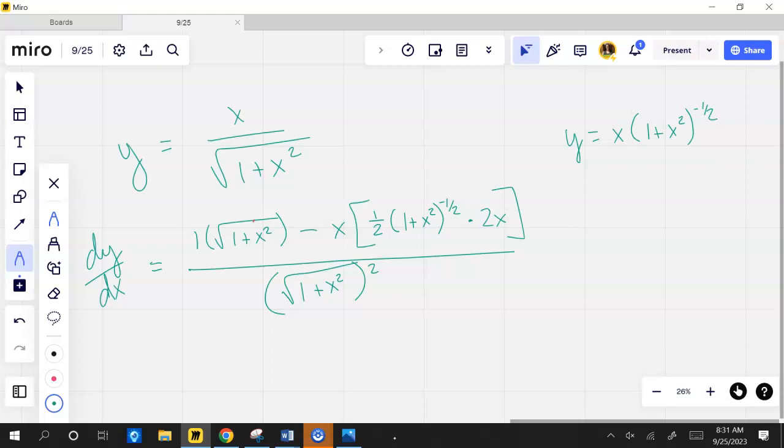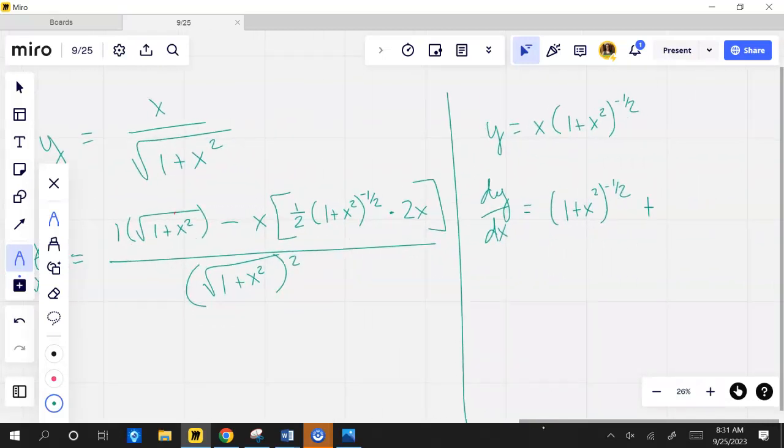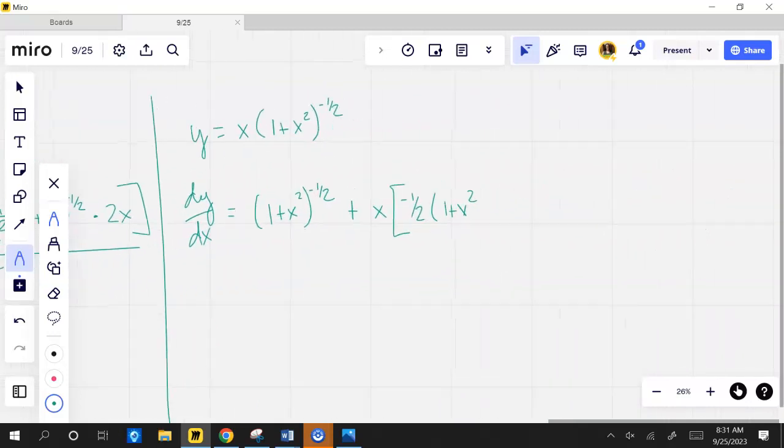I'll show you both ways. You can do it either way. You'll come back to the same thing at the end. Did anybody do quotient on this one? Nobody? Really? All right, derivative of the first times the second plus the first times, and now I got to do derivative of the second. Negative 1/2, 1 plus x squared. I guess I'll just come over here and do it because that's what y'all do. And then I have to chain it.